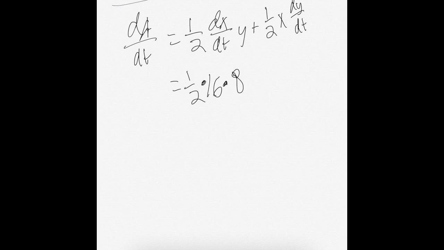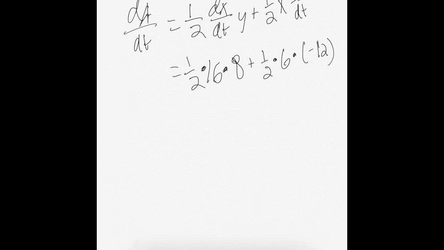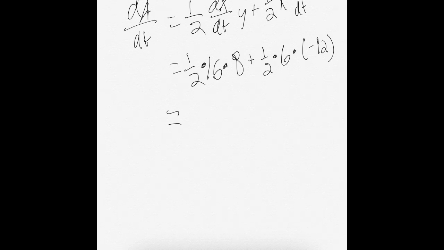Now we can plug in our stuff. So dA/dt equals 1/2 times dx/dt, which is 16, times y, which we said was 8. That was just a computation we did earlier. Plus 1/2 times x, which is 6 here, times dy/dt, which we calculated as -12. And so here we go.